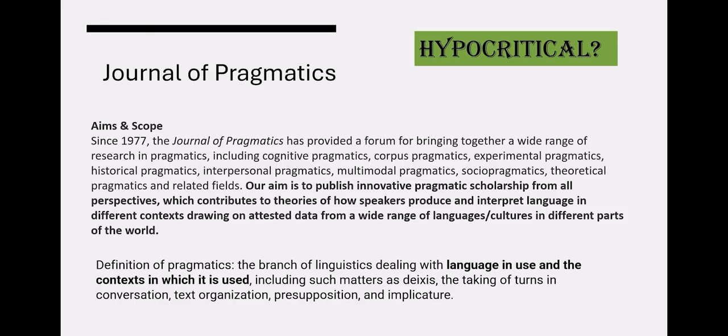All right. In the aims and scope of the Journal of Pragmatics, I'm reading from the bold, our aim is to publish innovative pragmatic scholarship from all perspectives, which contributes to theories of how speakers produce and interpret language in different contexts, drawing on attested data from a wide range of languages and cultures in different parts of the world. And the definition of pragmatics is that it deals with language and use in the context in which it's used. So it sounds to me like they would be very open to ELF, English as a lingua franca, even though they ask for impeccable English in their submission guidelines.